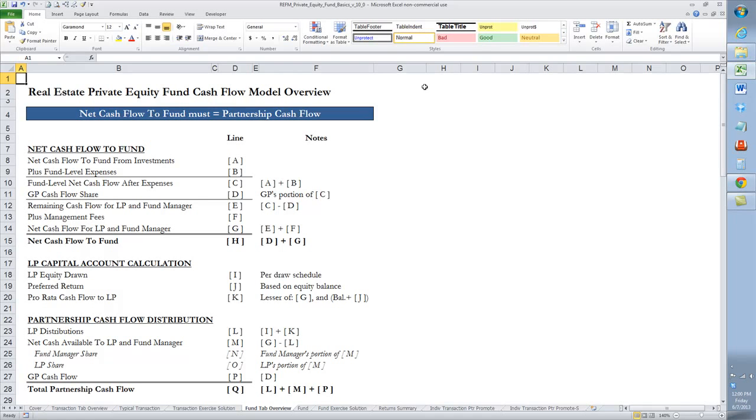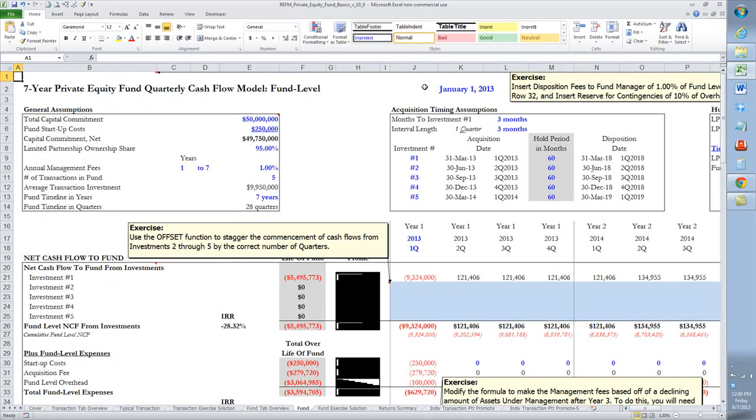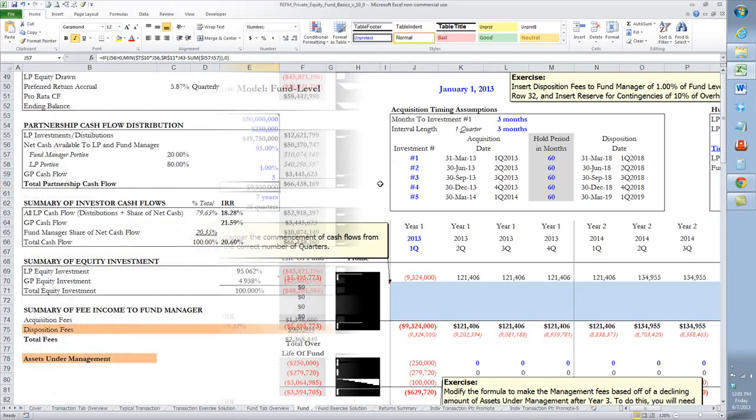Now let's move over to the Fund tab. There's a lot going on here, so let's go ahead and pick it apart piece by piece and then reassemble it all. In the top left, we have our general fund level assumptions: anticipated total capital commitment, fund startup costs, and the share of the fund to be owned by the limited partners. The residual amount by default will be owned by the general partner.